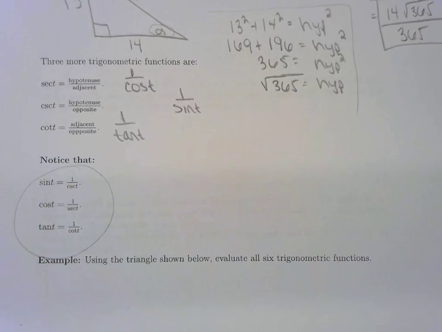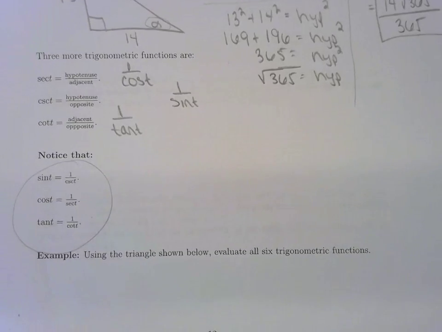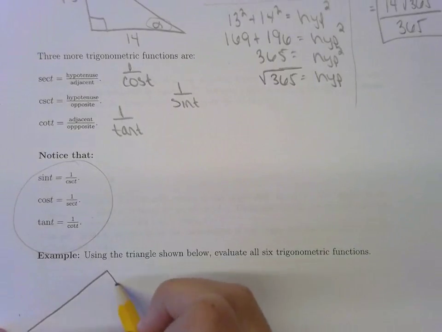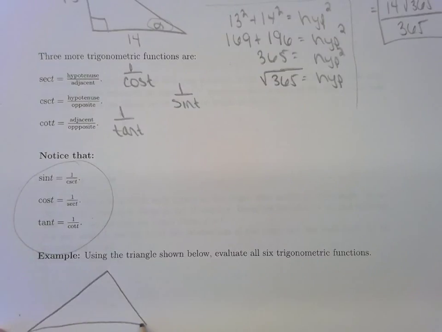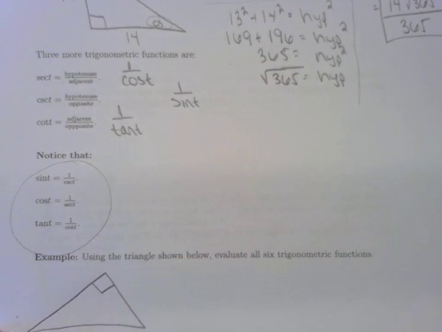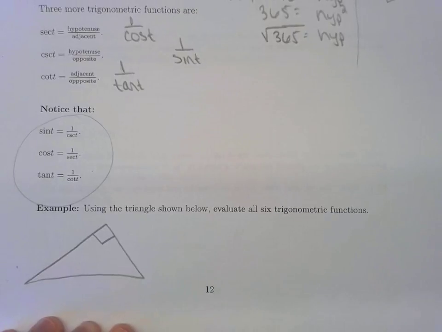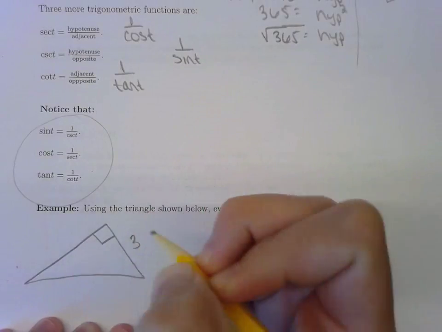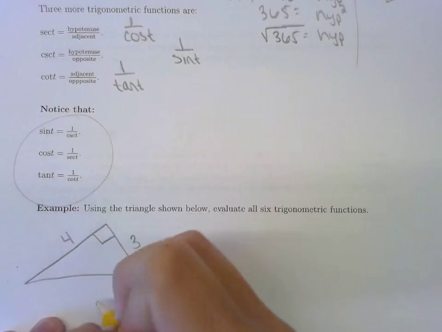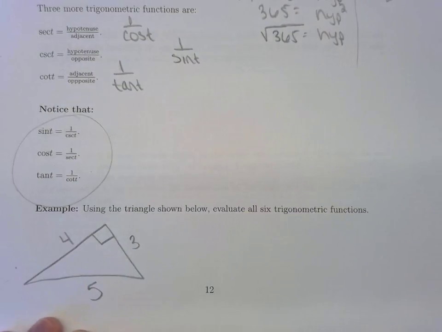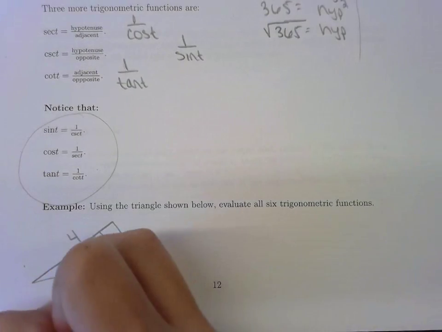Example, it says, using the triangle shown below, evaluate all 6 trig functions. Let's go ahead and draw a right triangle. You have to have a right triangle here. Sometimes I'll see students trying to do this with any triangle, so be careful with that. This only works with right triangles. Let's say this leg is 3, this leg is 4, and that forces the hypotenuse to be 5. And let's say our alpha is here.